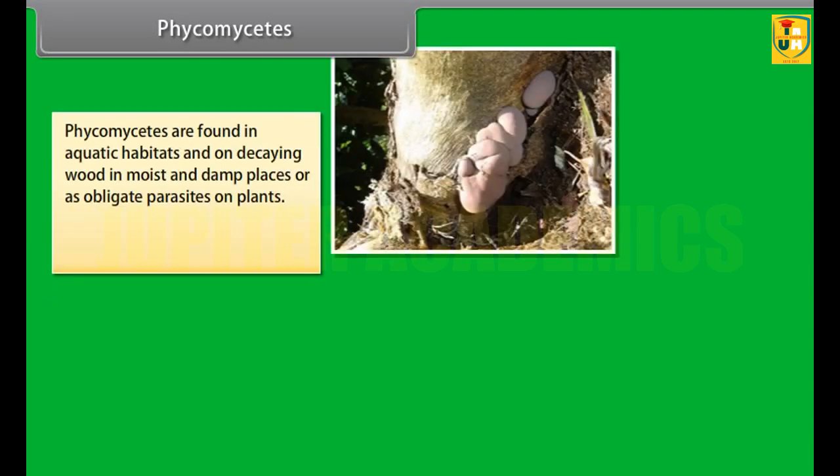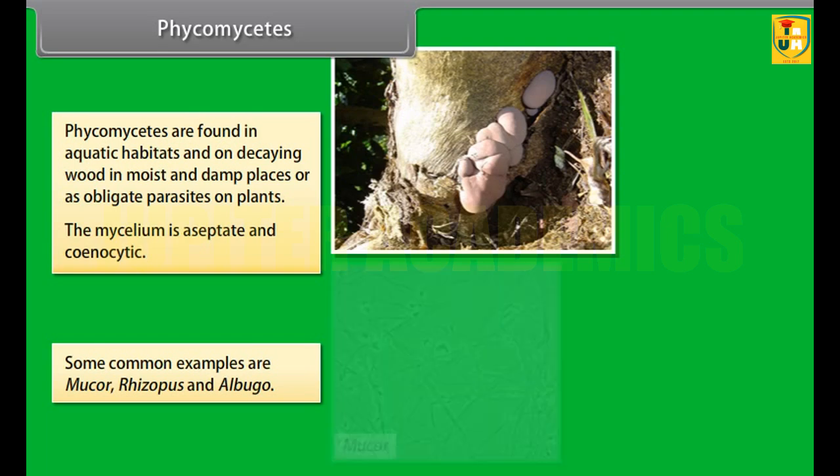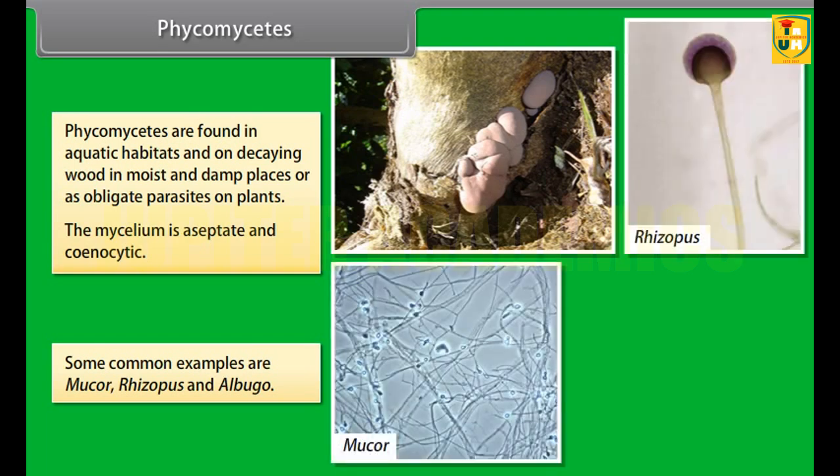Phycomycetes. Phycomycetes are found in aquatic habitats and on decaying wood in moist and damp places, or as obligate parasites on plants. The mycelium is aseptate and coenocytic. Some common examples are Mucor, Rhizopus, and Albugo.